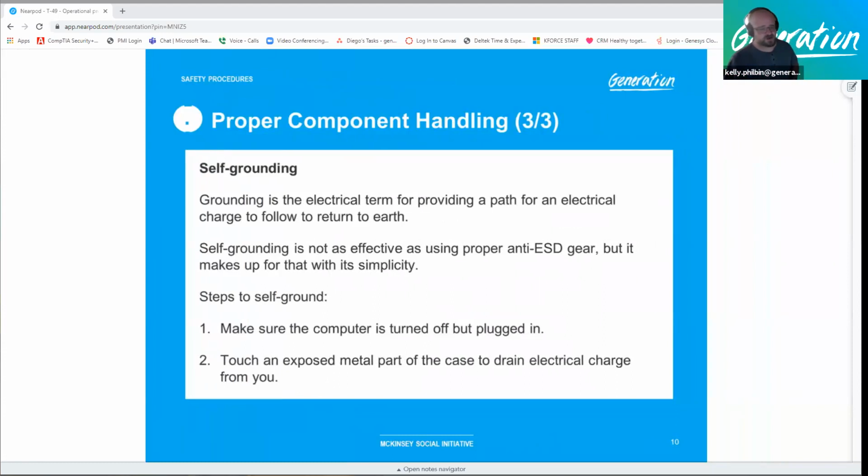All right, self-grounding. Basically, you're just neutralizing the difference in charge between you and the actual computer. And that's essentially what the ESD bracelet is doing. But obviously, before we do any work inside of a computer, what's the first thing you want to do? Neil. First thing, pull your hair back, take off your jewelry, and ground yourself.